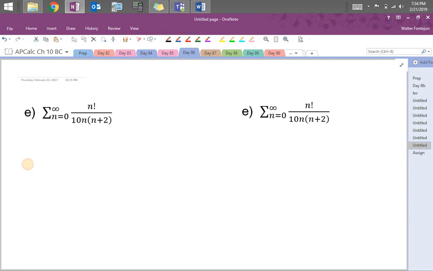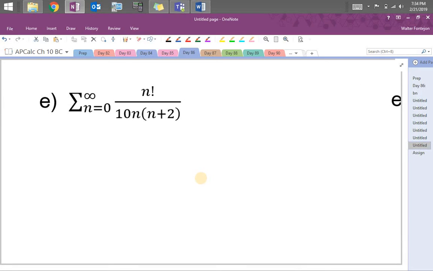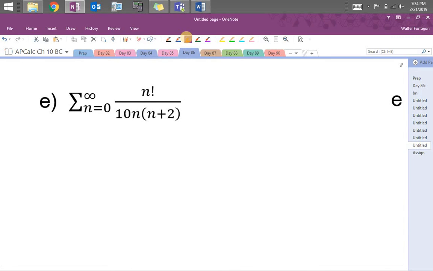Okay, last one, letter E. I see factorial here, and automatically I'm thinking about the ratio test, right? So let's go ahead and do the ratio test. I'm going to circle the n's that we have here. I have 1, 2, and 3 n's. I'll use different colors just to make sure that we're separating them.